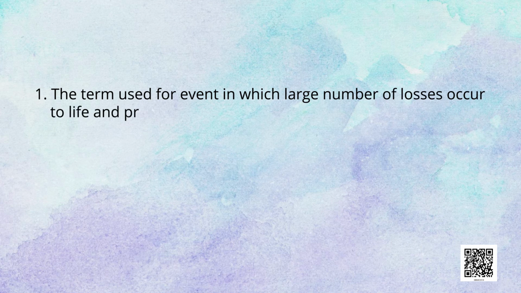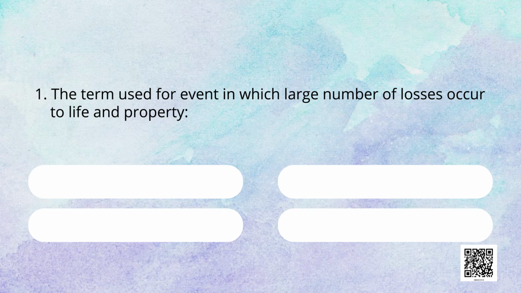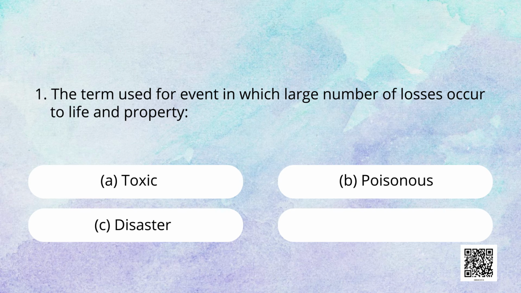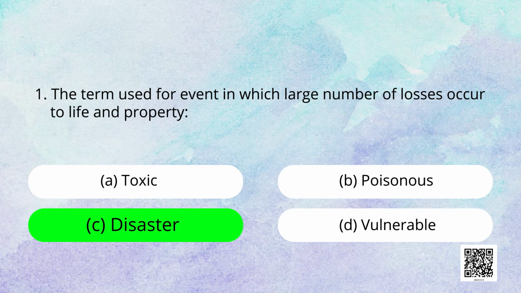Let's try to analyze what we have extracted out of today's session. On your screens, you can see certain statements or questions. You have 4 options and you have to pick the correct option. So, let's get started. The term used for event in which large number of losses occur to life and property: toxic, poisonous, disaster or vulnerable. Yes, these types of events are called disaster.